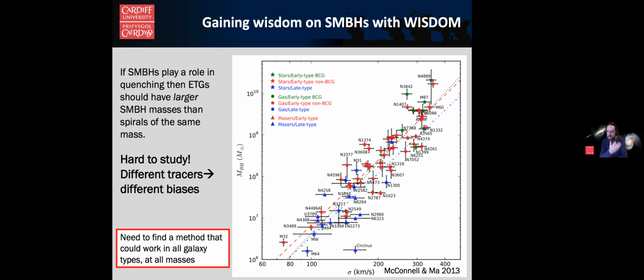So we want to expand our toolkit, and we want to be able to measure black hole masses across the Hubble sequence in the same way, ideally, and also for very low mass galaxies, if we can, to really anchor the relations.